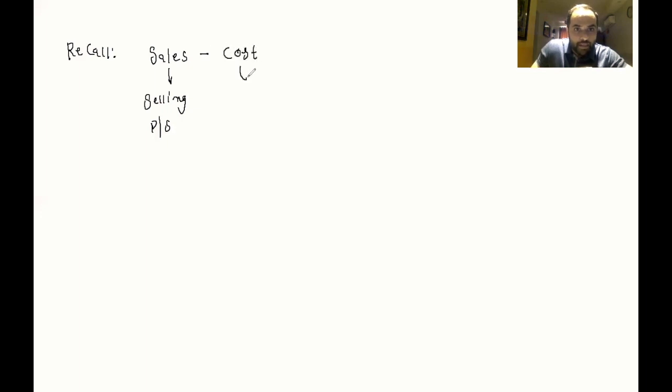Let's move on to the next, where I need to explain types of cost. But before types of cost, I just want to recall a few things. You already know that, but I'll recall it again. You know sales, right? Sales means selling product and service. Sales minus cost. Cost is the amount of money that the company spends to produce and sell the product and service.